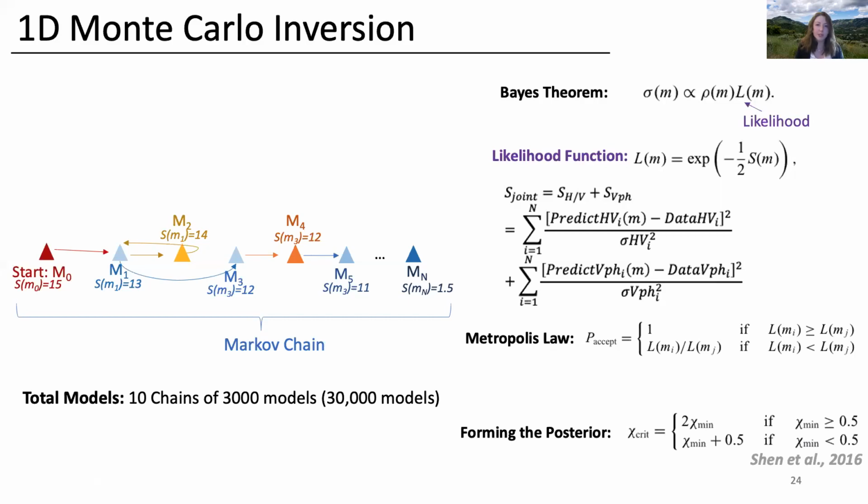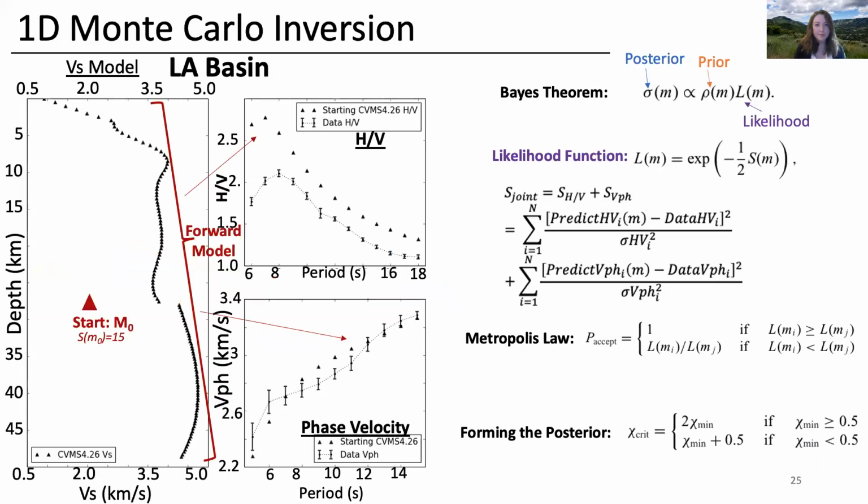We determine the posterior using a minimum misfit threshold set from the model with the absolute minimum misfit. In other words, we figure out what models all roughly fit our data. So let's go back to our 1D model in Los Angeles and see what this looks like.